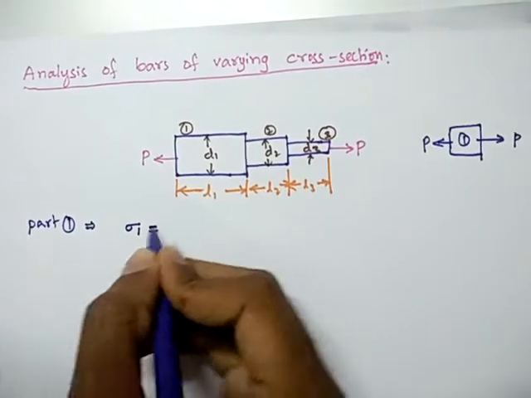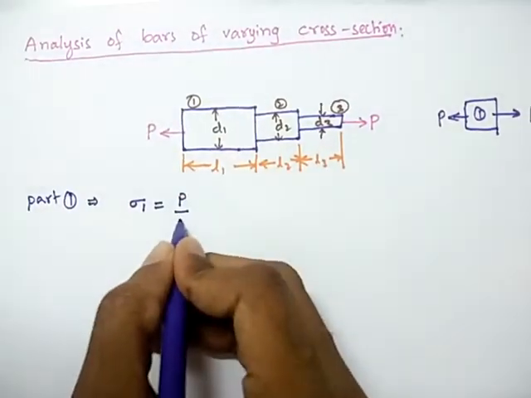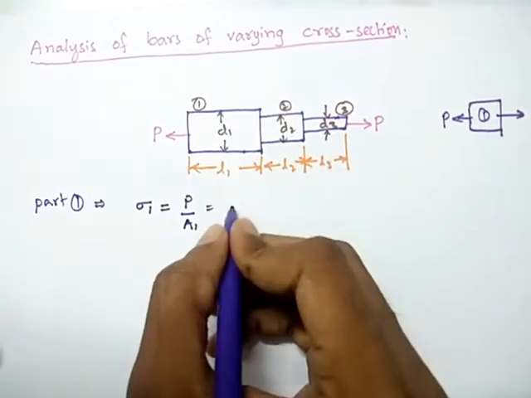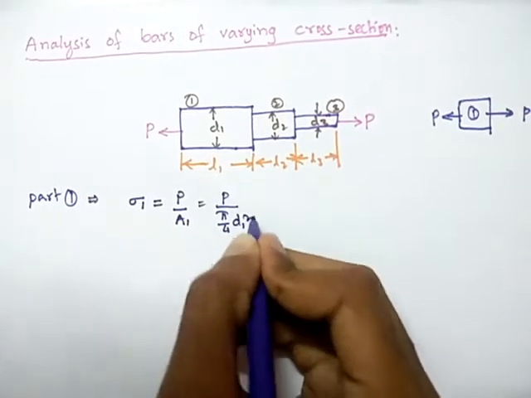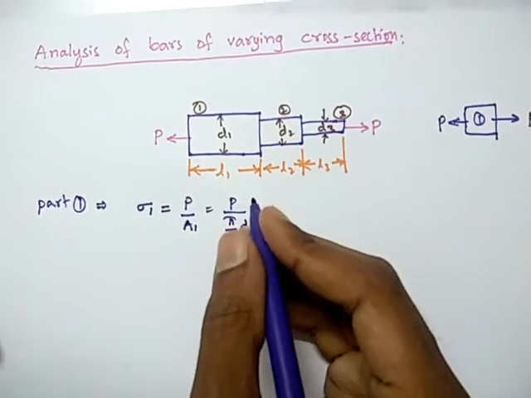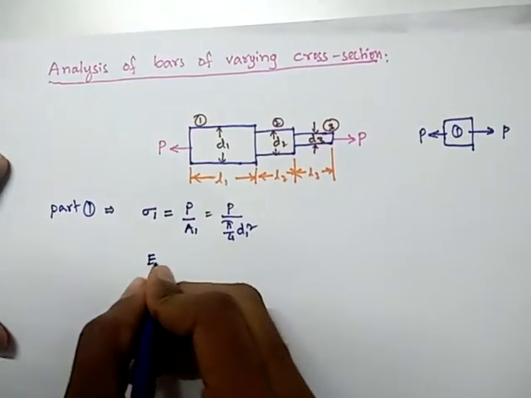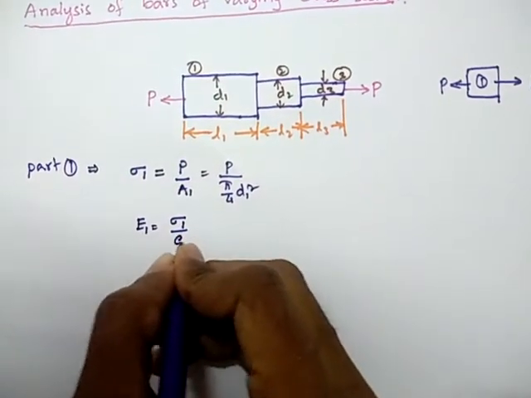From the basic definition of stress, we know stress is equal to load by area, and here the part 1 area is A1. If we assume it is a circular cross section, it will become P by A1, which is pi by 4 d1 square. And we have to find the elongation, that is delta L in part 1. So that we find from the basic definition of Young's modulus, E1 is equal to stress in part 1 by strain in part 1.